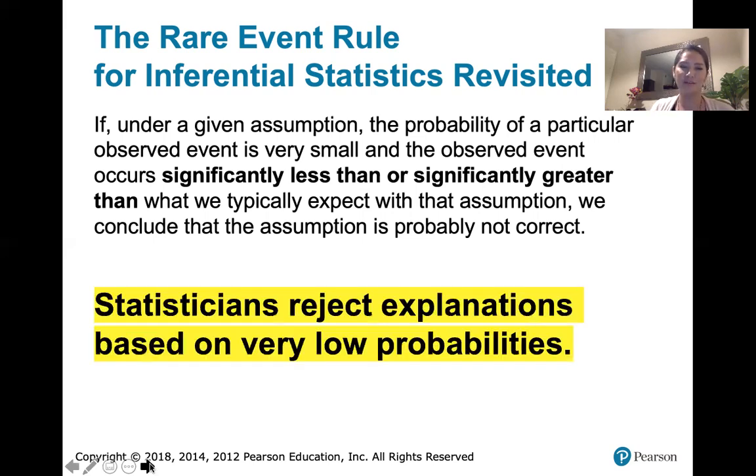And this is relevant because statisticians tend to reject explanations based on very low probabilities. This is going to be very important later this semester when we talk about hypothesis testing in chapters 8, 9, and 10.